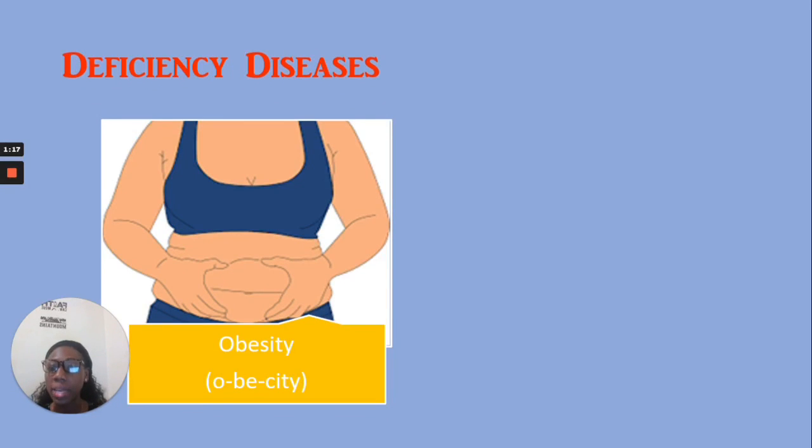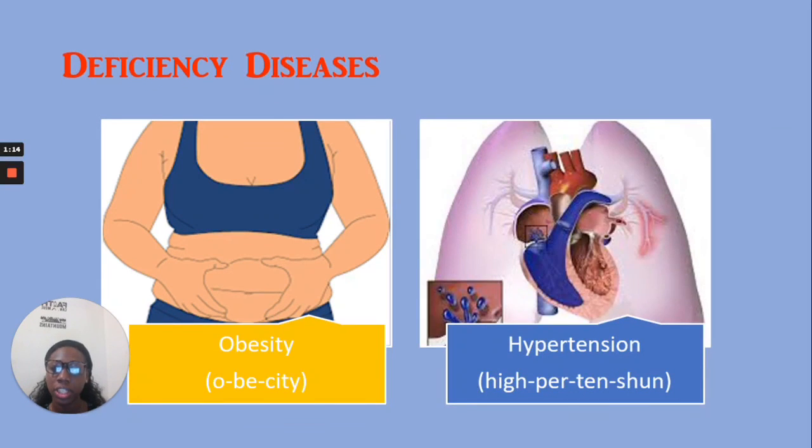So the deficiency diseases, you can get obesity, or you can get hypertension. Now, obesity is when you eat a lot of foods and you become extremely overweight, okay? And then the second one is hypertension, and I know you've heard of this before, maybe in a different term. When persons say high blood pressure, that's what this means.